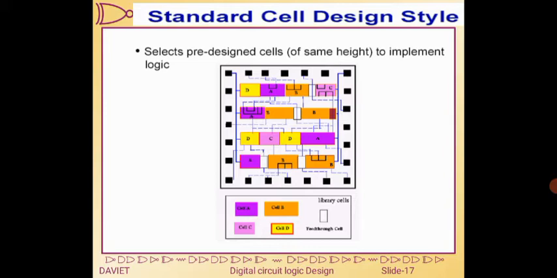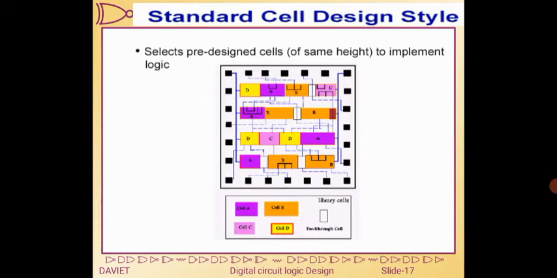So it selects predefined cells to implement the logic. The cells are predefined logic having the same height, and that is called the standard cell design style. You have to see in the diagram. So different cells are there. The height is the same.